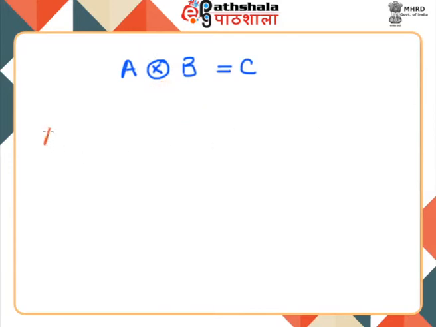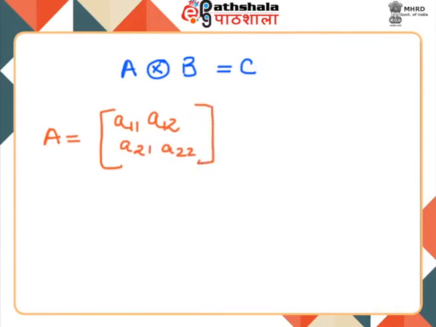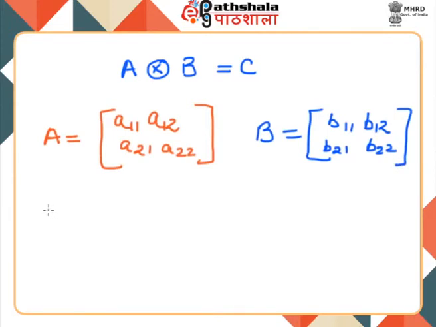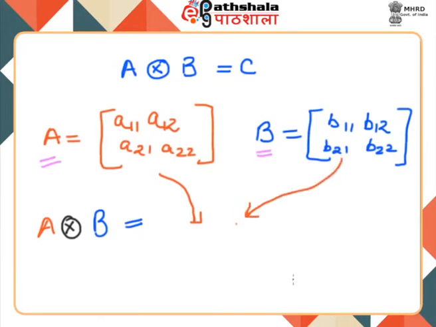Now let us try to understand this. Let us say the matrix A has two columns and two rows, and these are the elements. Similarly, let us say the matrix B is represented by this, with elements B11, B12, B21 and B22. So this is also a 2×2 matrix. Now, if you have to find the direct product between A and B, we can rewrite it, and let us try to understand how this will be done.